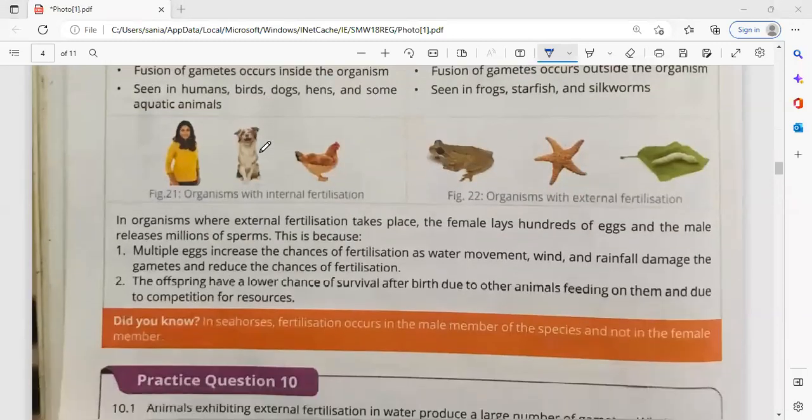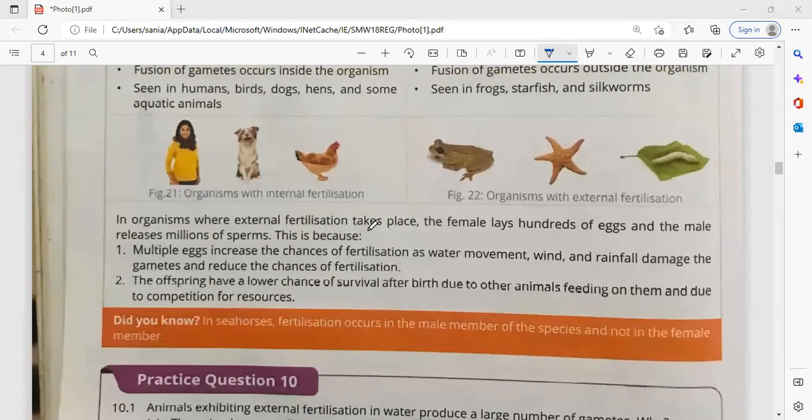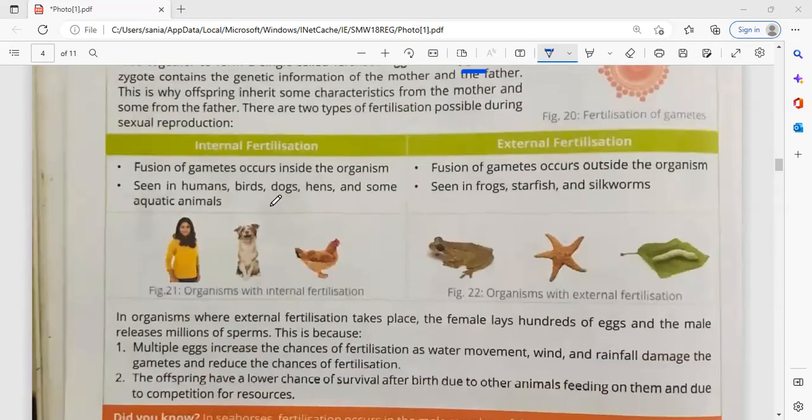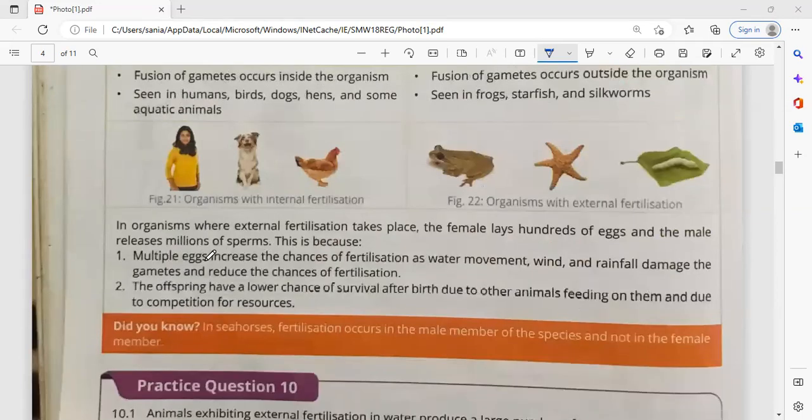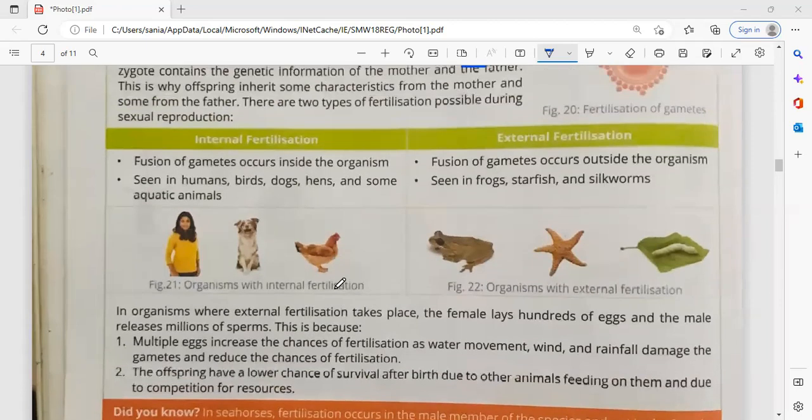Okay, now after this, we'll be doing this. In organisms where external fertilization takes place, the females lay hundreds of eggs and the males release millions of sperm. Internal you know, but external is this. Multiple eggs increase the chances of fertilization, as water movement, wind and rainfall damage the gametes and reduce the chances of fertilization. The offspring have a lower chance of survival after birth due to other animals feeding on them and competition for resources. Clear?